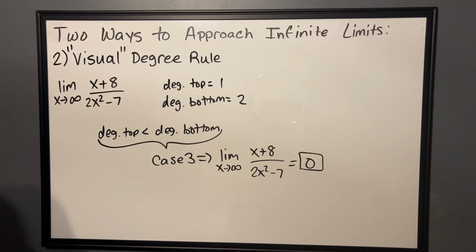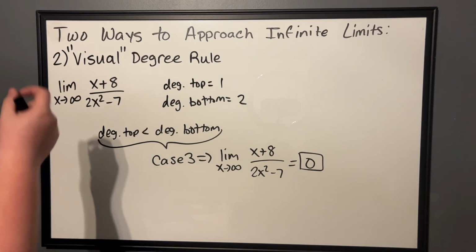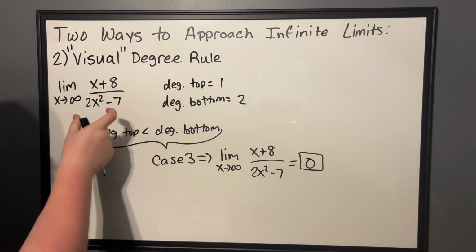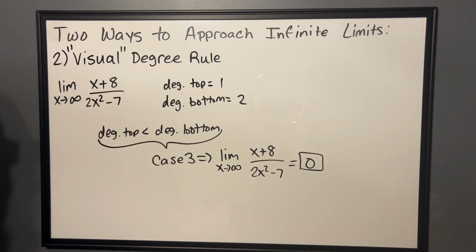All we needed to see was that the degree of the top was less than the degree of the bottom. So that's why I call it the visual, because you can look at this immediately and say, okay, degree 1, degree 2. Well, degree 2 is bigger, it's on the bottom, limit goes to 0. And it works every time for these ratios of polynomials. So it's a great way to check your answer for the systematic way, especially if you don't really feel comfortable with it. But yeah, let's go ahead and move on to example number 2.